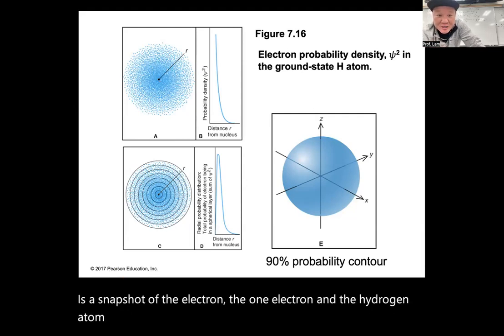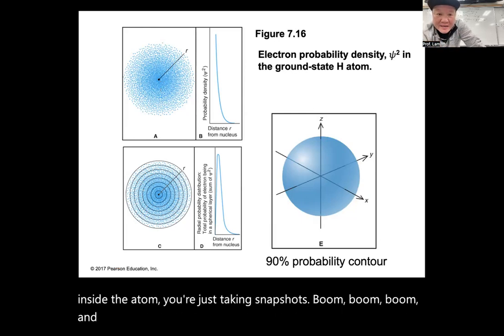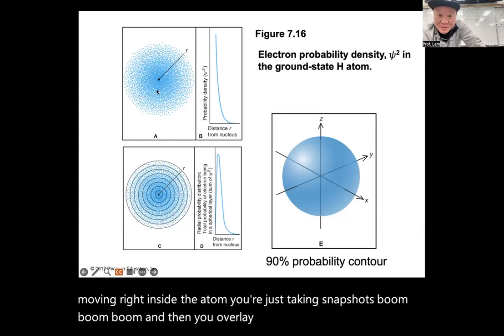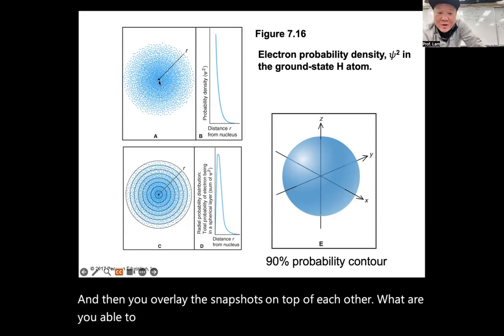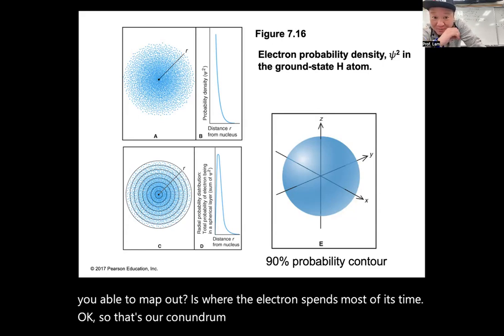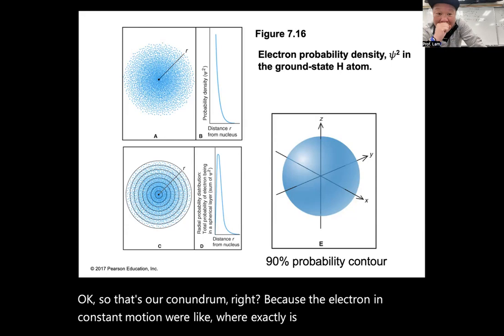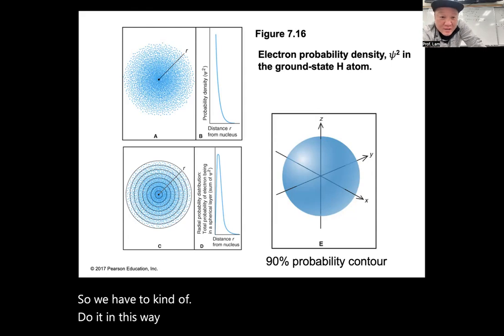Okay, so if you can imagine, the electron's constantly moving inside the atom. You're just taking snapshots, boom, boom, boom, and then you overlay the snapshots on top of each other. What you are able to map out is where the electron spends most of its time. Okay, so that's our conundrum, right? Because the electron is in constant motion, we're like, where exactly is it? So we have to do it in this way, to see where it spends its time mostly, right?